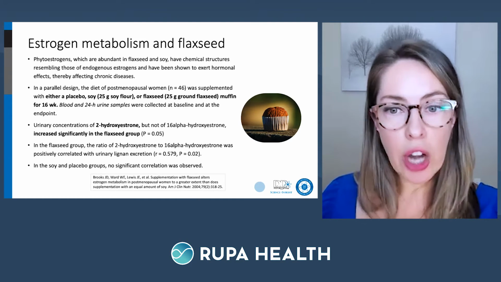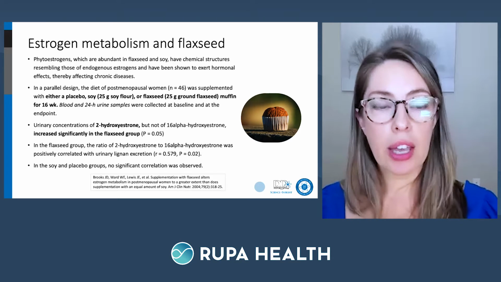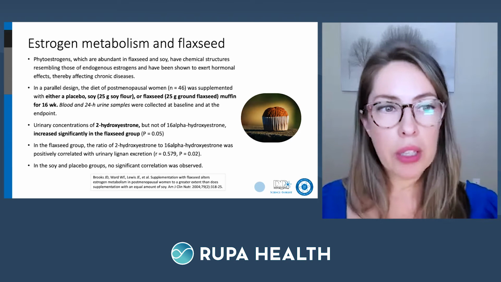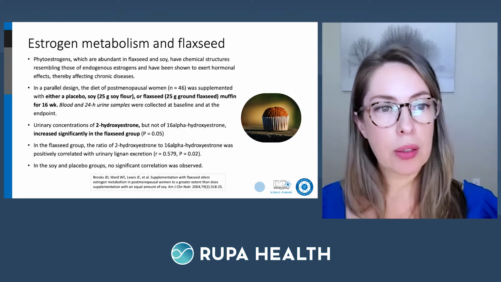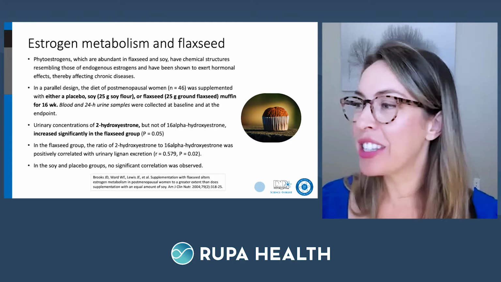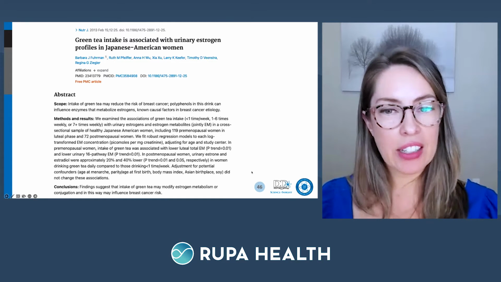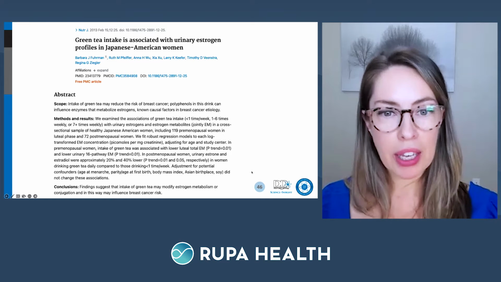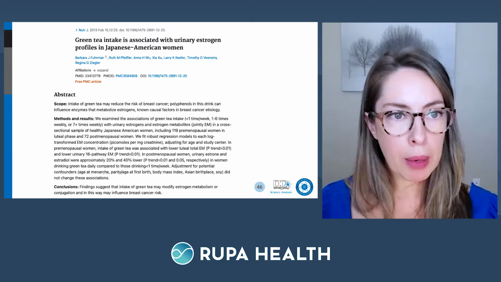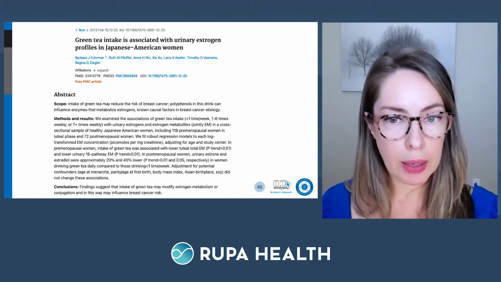This was a clinical trial looking at estrogen metabolism in flax seeds. So we were seeing an increase in the 2-hydroxyestrone with the flaxseed. I always find it hilarious that they used a flax muffin in this study. I don't know why they couldn't just give the seeds, but regardless. Okay, this is also a study looking at a reduction in breast cancer, daily green tea. They had 119 premenopausal women. They saw lower urinary estrogen and metabolites, a lower 16 pathway.